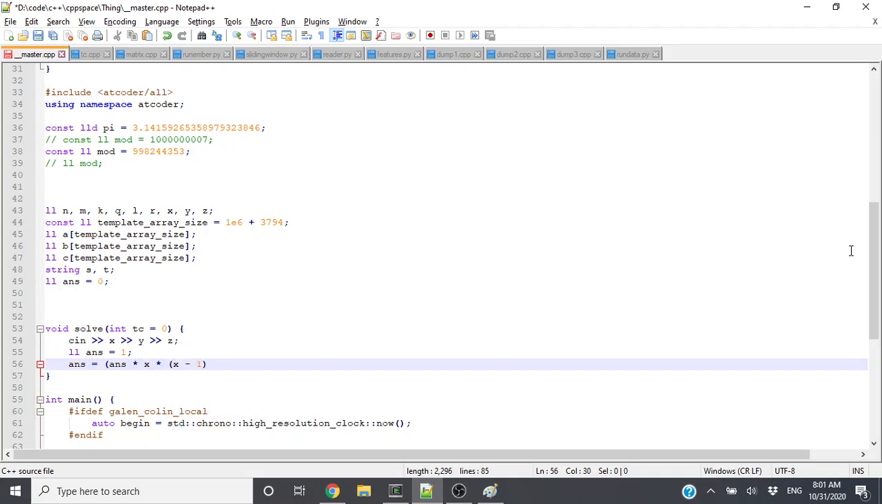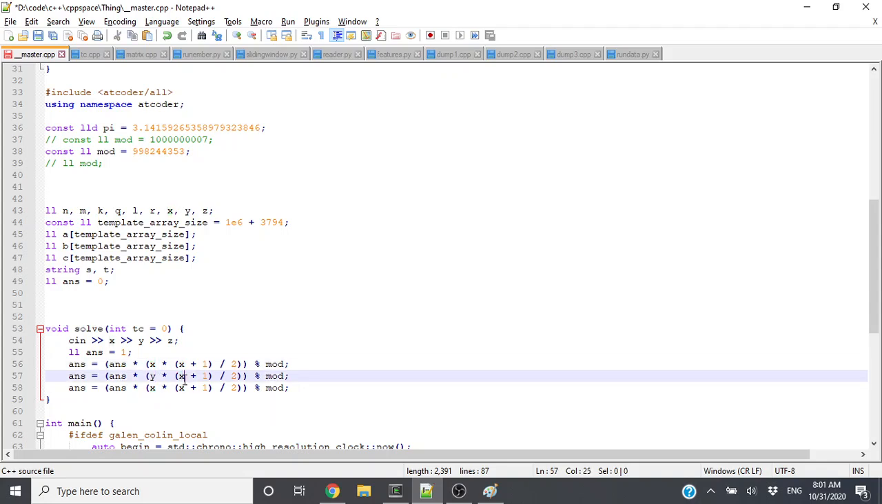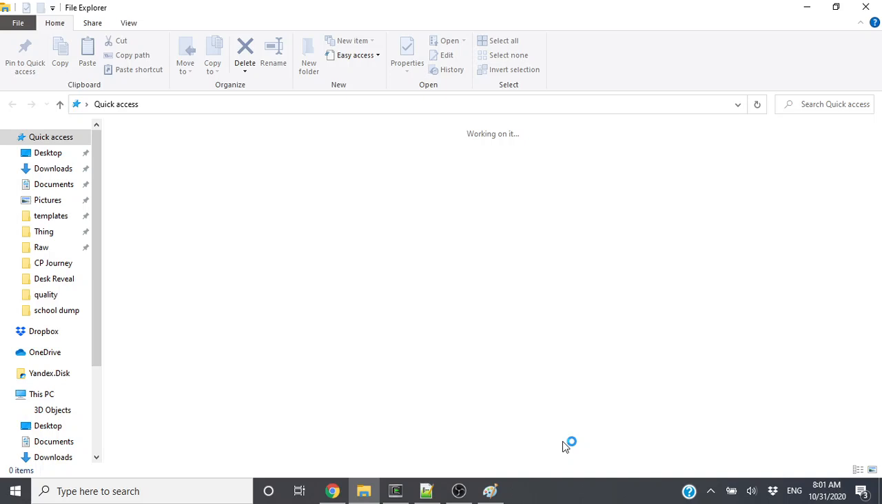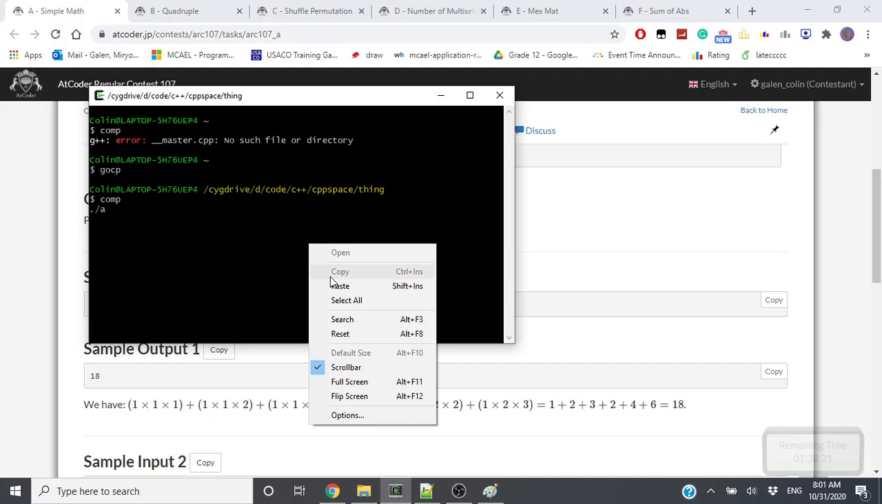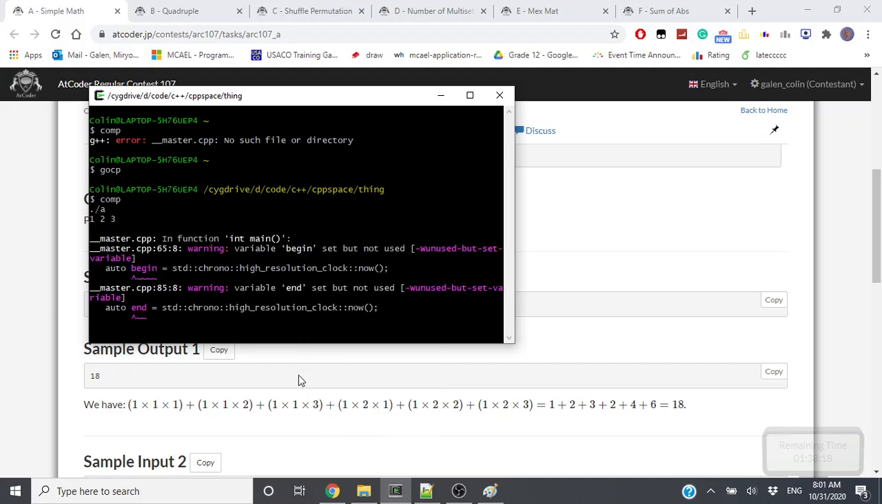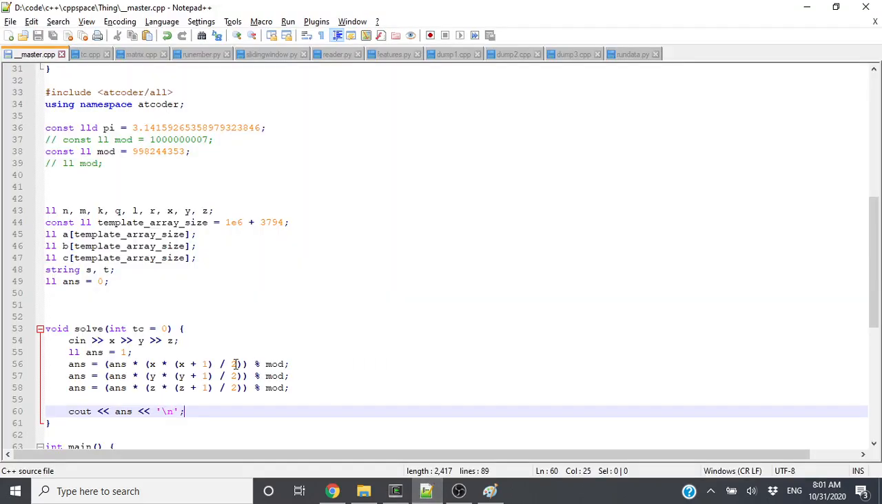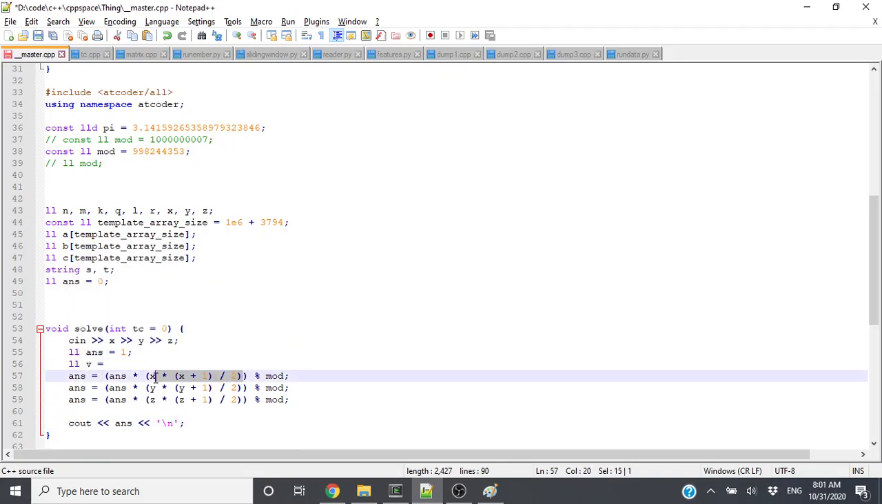Times x minus 1 over 2. Or x plus 1. Let me just change this to y and z. I think that's right. Overflow. Great. What? Oh, wait. Okay. Great.